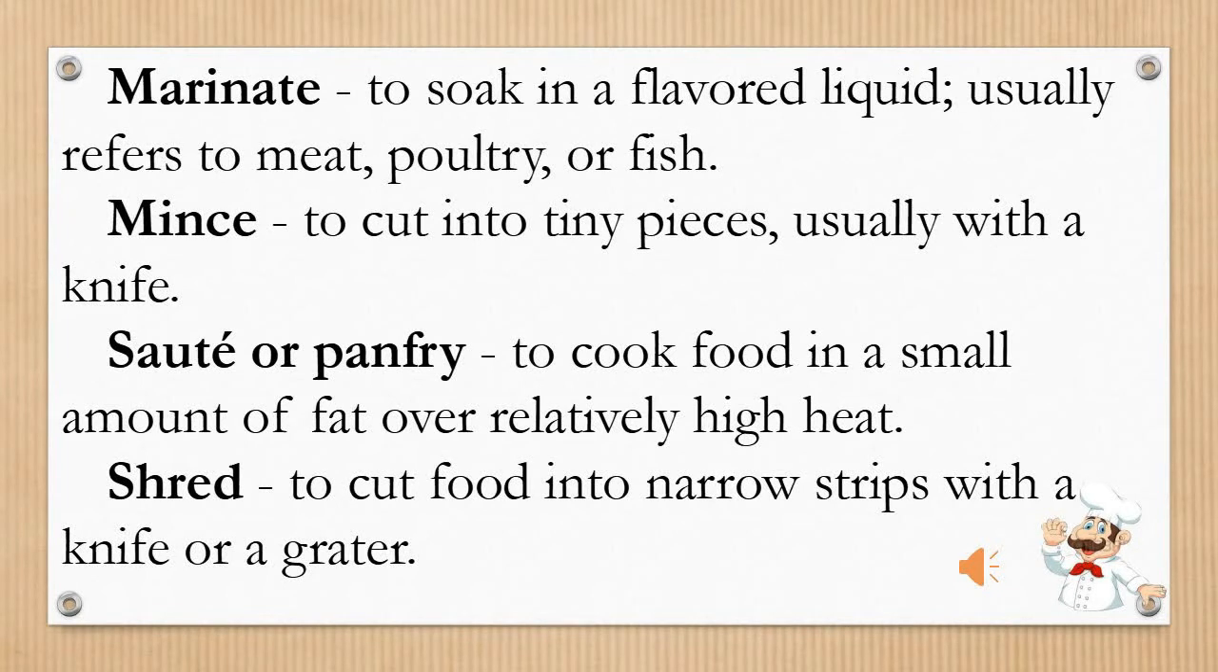Mince means to cut into tiny pieces, usually with a knife. Saute or pan fry: to cook food in a small amount of fat over relatively high heat. And lastly, shred: to cut food into narrow strips with a knife or a grater.